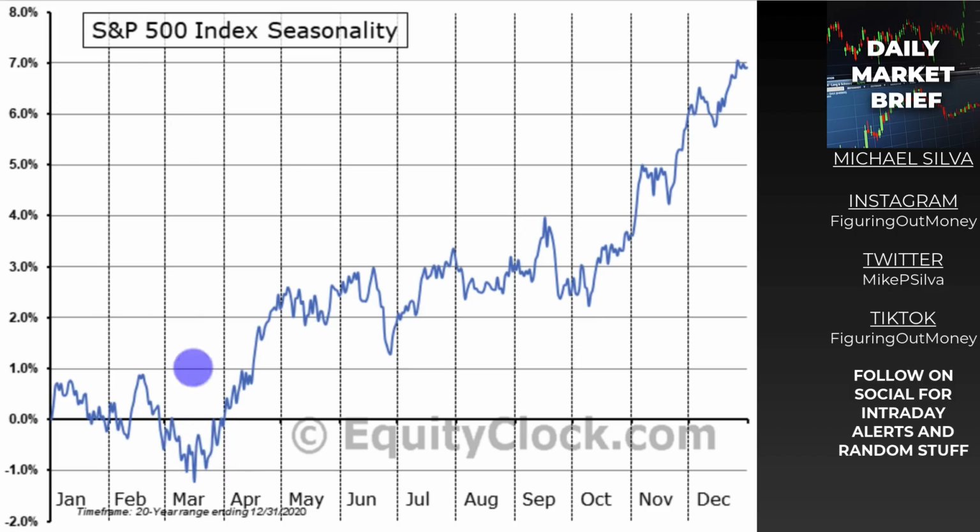So this is a seasonality chart looking at a 20-year range. And this is pretty accurate to what's taking place right now. We're seeing it move down and very choppy. However, what I'm looking forward to is a potential huge move into April. Now, this could very well make sense from a stimulus standpoint.